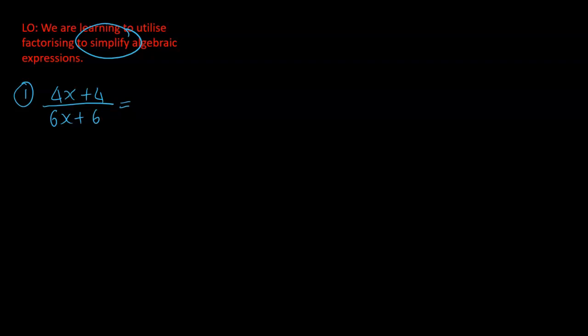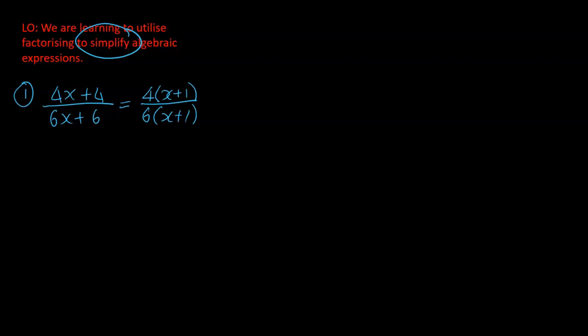If you have a look at the top line, 4x and 4 both have a 4 in common, so it's going to be 4 times (x plus 1). And down the bottom, 6x plus 6, they've both got a 6 in common. So we take out the 6 and then (x plus 1). The key thing I want to note here: up the top, it's 4 times that bracket, and down the bottom, 6 times that bracket. So everything is just multiplication, which means we can actually cancel stuff out.